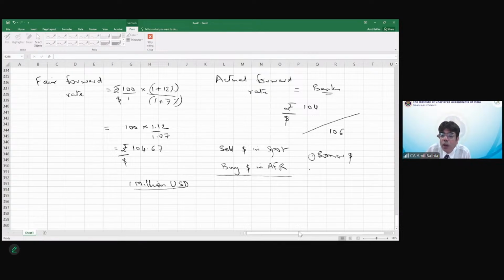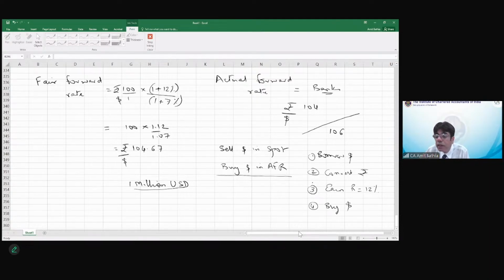After borrowing dollars, what will I do? Convert to rupee. Then after converting to rupee, I'm going to invest. How much return percentage will I earn? 12%. Are you with me? Yes, sir. Okay. Then at the end of the year, I have got rupee, I have got the return also. So then I will buy dollars, because I will need to pay the money back.